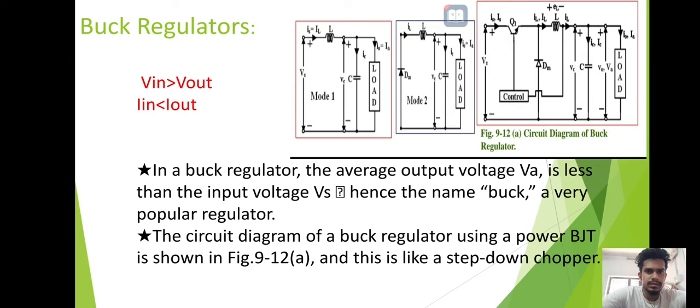Buck regulator. This circuit diagram is a buck regulator. In a buck regulator, the average output voltage Va is less than the input voltage Vs. Hence the name buck, a very popular regulator. The circuit diagram of a buck regulator using a power BJT is shown in figure 9.12a, and this is like a step down chopper. The main content of buck regulator: input voltage is greater than output voltage and input current is less than output current.